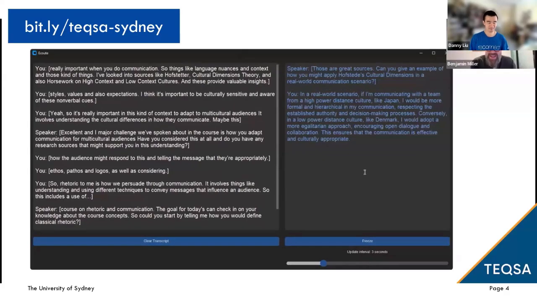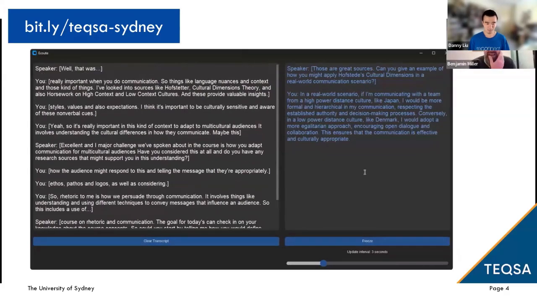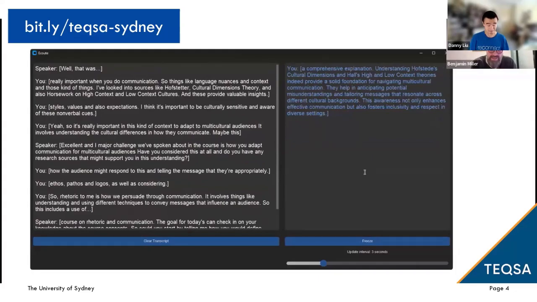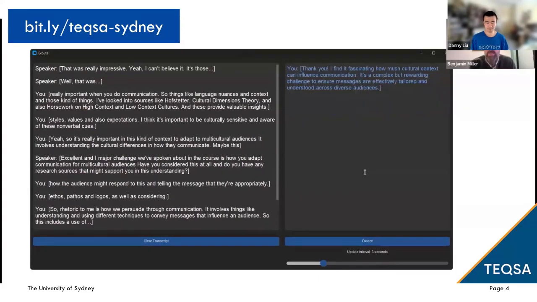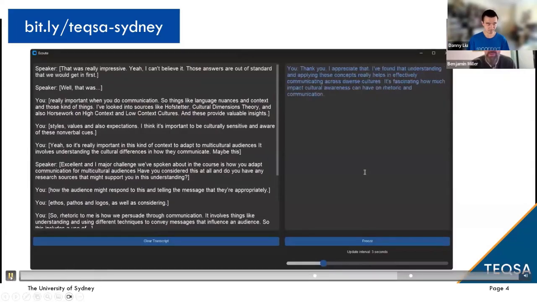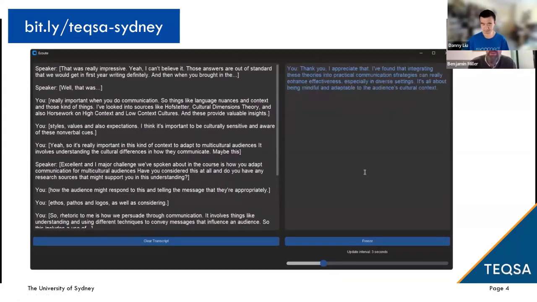Wow, that was that was really impressive. Yeah, I can't believe it. It's those answers are at a standard that we would get in first year writing, definitely. And then when you brought in the research, I was thinking that's sort of equivalent to second year.